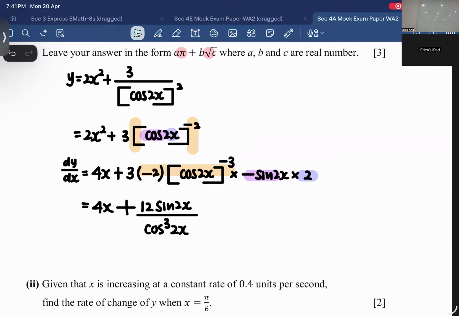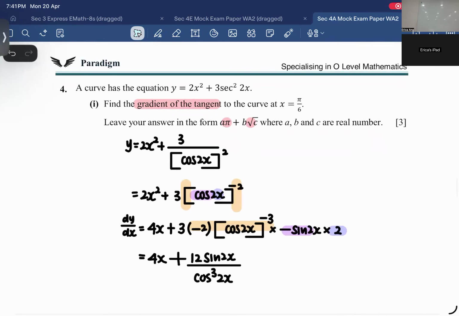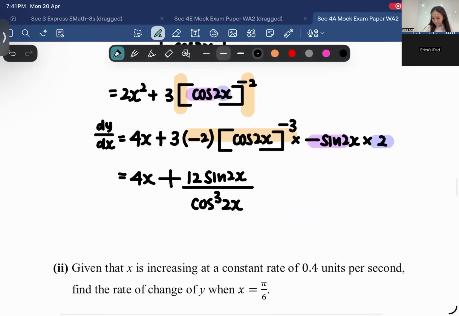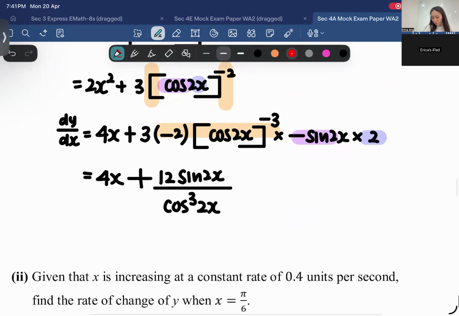So now we continue, because we haven't finished. Jia, you are tested on this, right? So always remember, you see the words gradient of the tangent. What are you finding? dy/dx, correct. That one is not gradient of the normal, different. Very nice. So Jia, what do we have to sub in? x equals to? Correct.